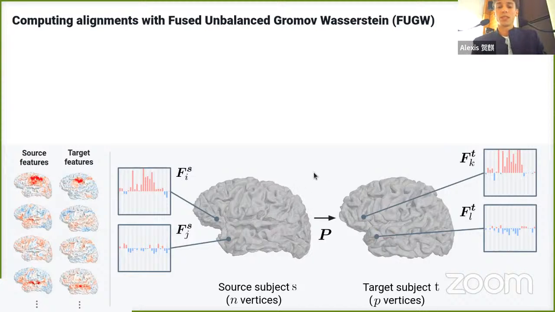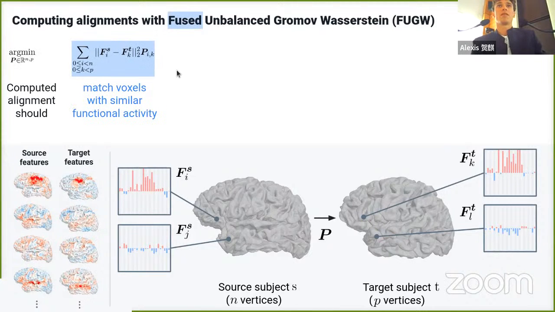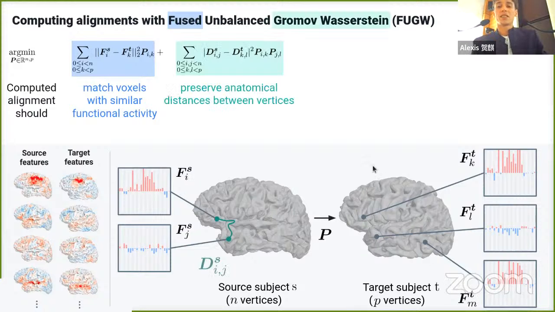So in this particular example, it's quite obvious what we want to do. We want to map I with K and J with L. So that's the first ingredient of the optimization problem we're trying to solve. But then let's imagine that there's a voxel in the temporal lobe of the target subject that has a functional signature that's very similar to that of K. Do we have any way of making sure that I will not be mapped to M? And this is the second ingredient of the optimization problem that we're trying to solve.